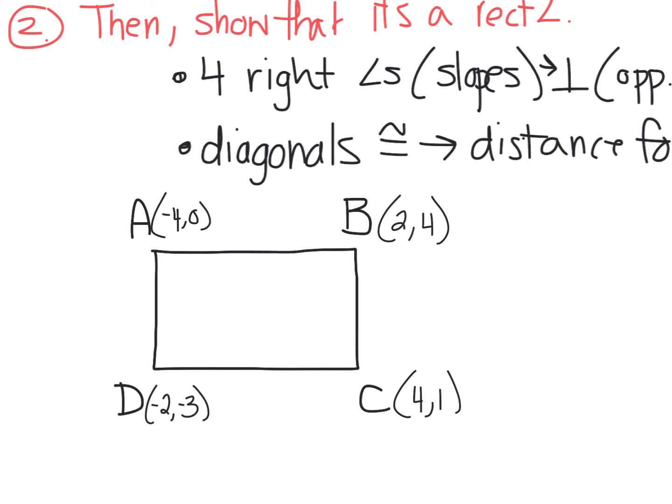I'm going to start with slopes because I like to do the slopes of all sides. That's my preferred way to do these. So the slope over here is going to be 4 minus 0, y minus y over 2 minus -4. This gives me 4 over 2 minus -4 is 6. This is 2/3.